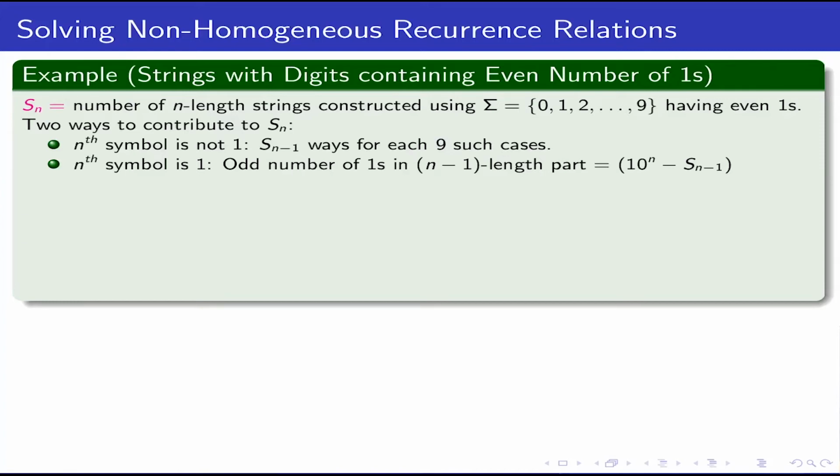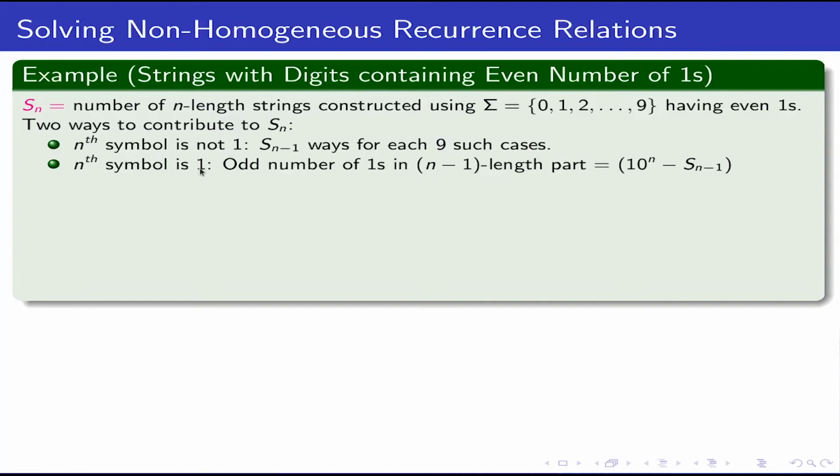First of all, suppose my nth symbol is not 1. Then till n minus 1, if I have an even number of ones, the number of ways I can construct an n minus 1 length string with an even number of ones is my answer. So if the nth symbol is not 1, then there are Sn minus 1 ways to construct an even-ones string up to n minus 1. And since the nth symbol is not 1, any of the 9 such symbols, if I append to each of those strings, will also keep my number of ones even. So there are 9 such cases where Sn minus 1 ways can give me even strings.